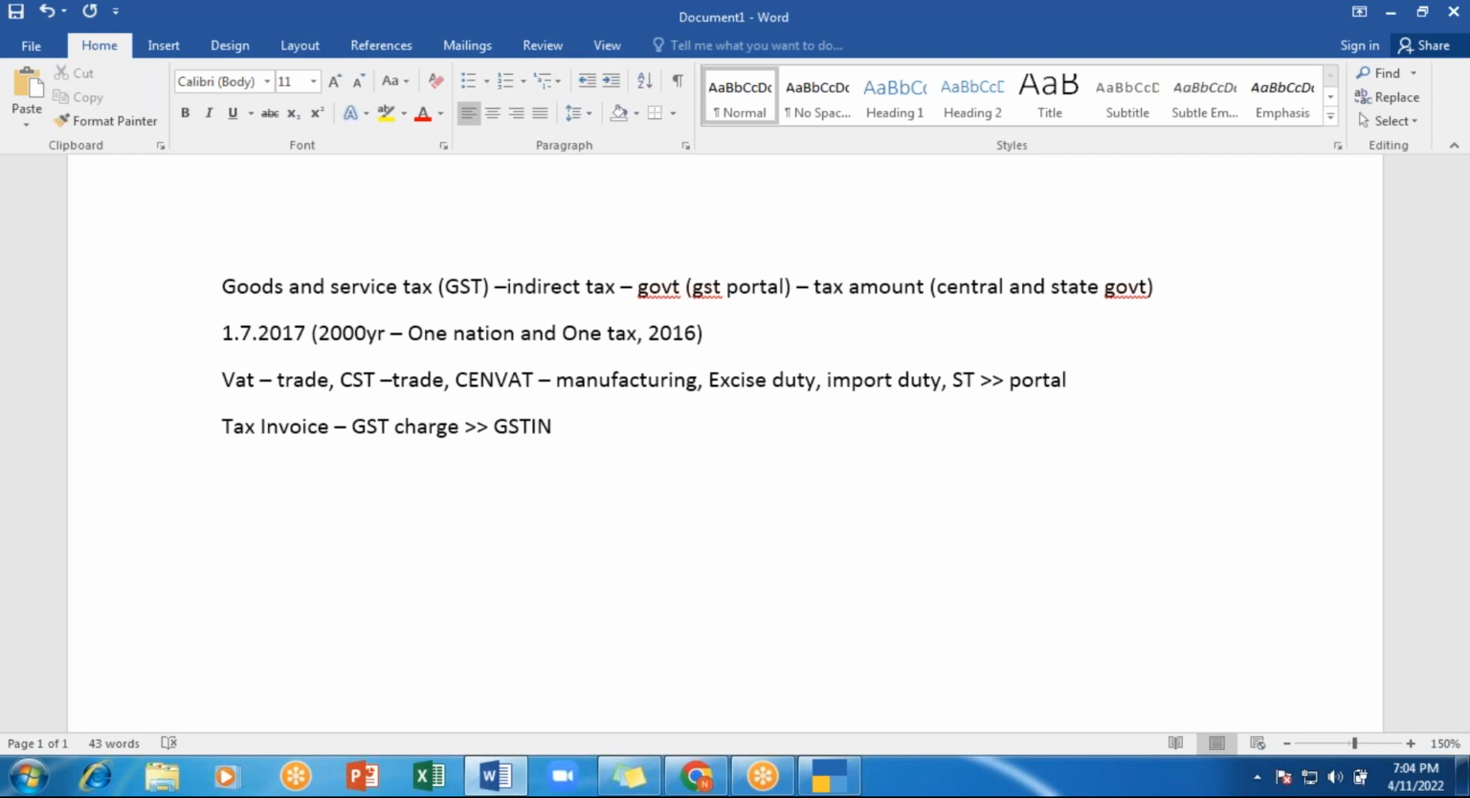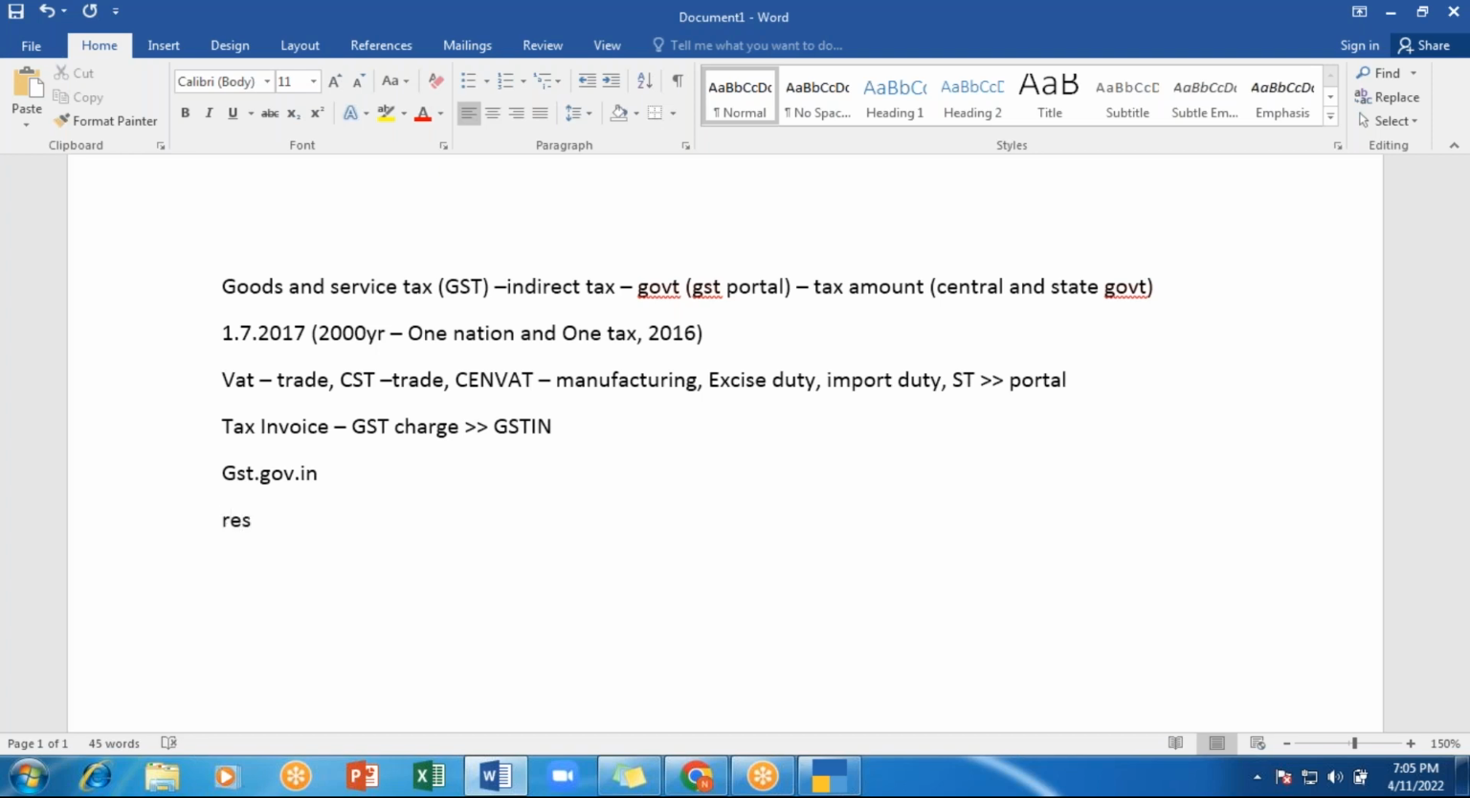How will I get this number? For this, you need to go to the website gst.gov.in. Here you have to apply for your GST TIN number. Then the next question is, who has to apply for this GST TIN number? Any business, whether he is a dealer, a trader, or a service provider, any type of business can apply for this GST identification number. Is there any limitation for applying? Yes, there is a limitation.